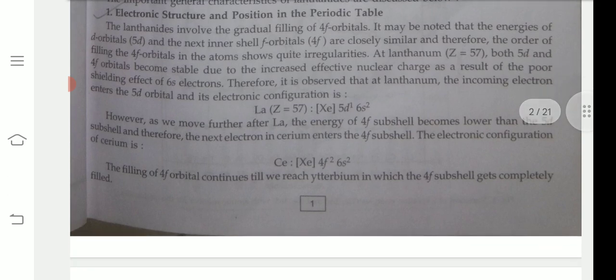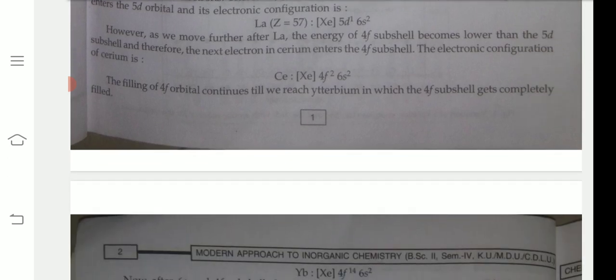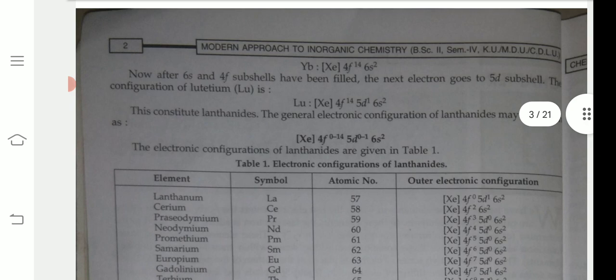However, as we move further after lanthanum, the energy of 4f subshell becomes lower than the 5d subshell and therefore the next electron in cerium enters the 4f subshell. The filling of 4f orbital continues till we reach ytterbium, in which the 4f subshell gets completely filled. Now, after 6s and 4f subshell have been filled, the next electron goes to 5d subshell. The configuration of lutetium is xenon 4f14 5d1 6s2.